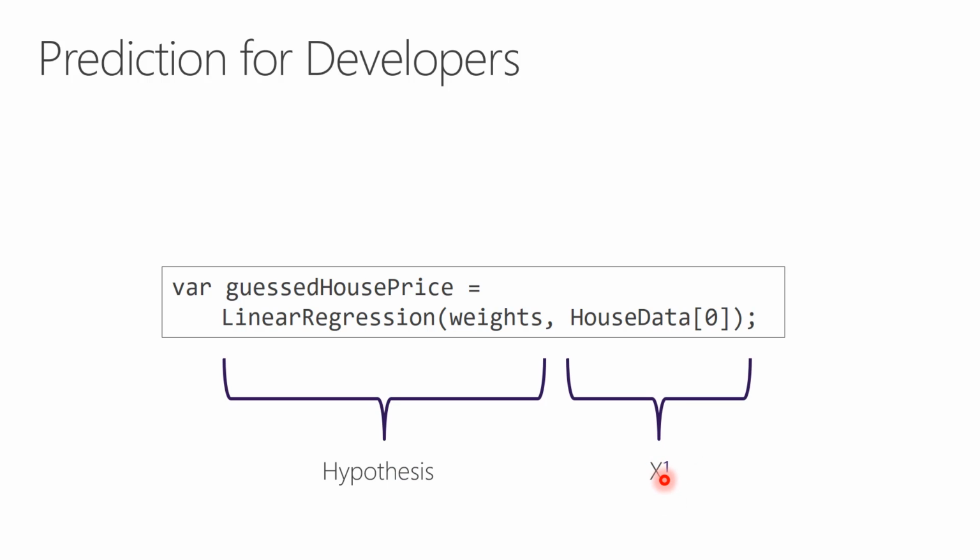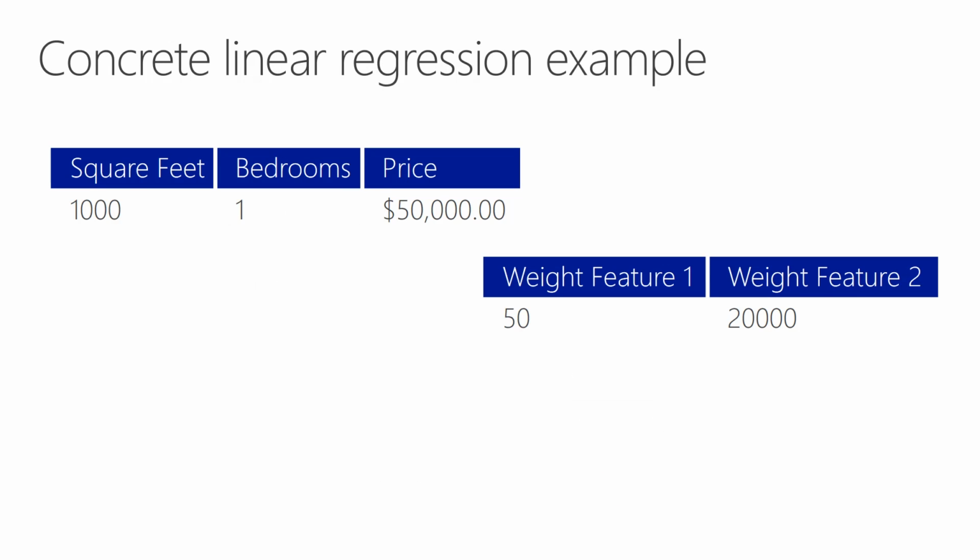This is our single record, so our features, and this gives us our label when we actually run the algorithm. So taking our same concrete example from our Excel, if I have my record here, 1,000 square foot with one bedroom, that gave me an output of 50,000. So I run this through my linear regression algorithm with these weights.